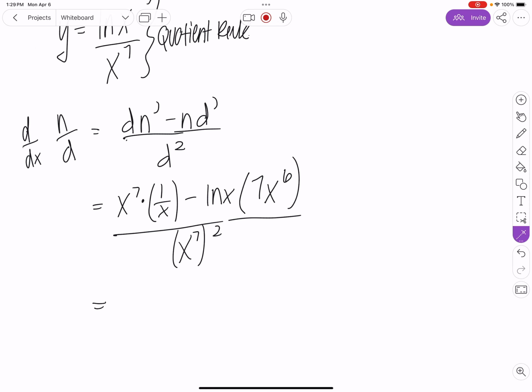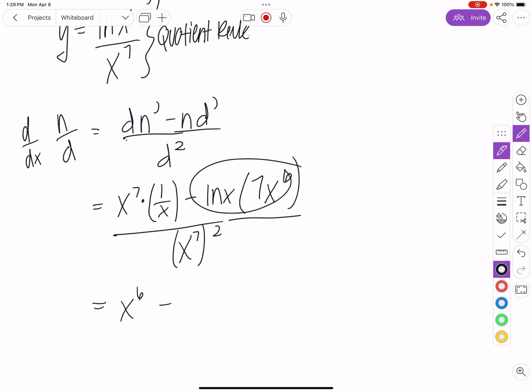Let's clean this up. When I say x to the 7th times 1 over x, that is like saying x to the 7th divided by x, which is x to the 6th. Right here, you don't have to rewrite it. I think that looks prettier as 7x to the 6th natural log of x. But you don't have to do that.